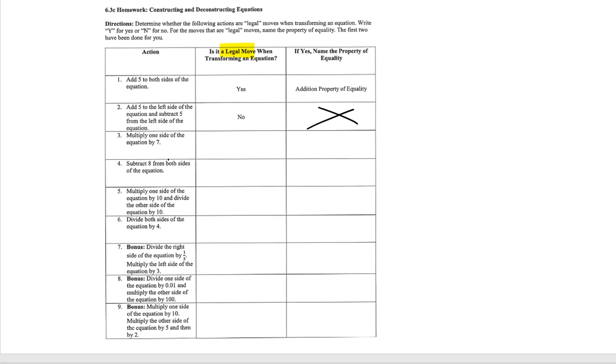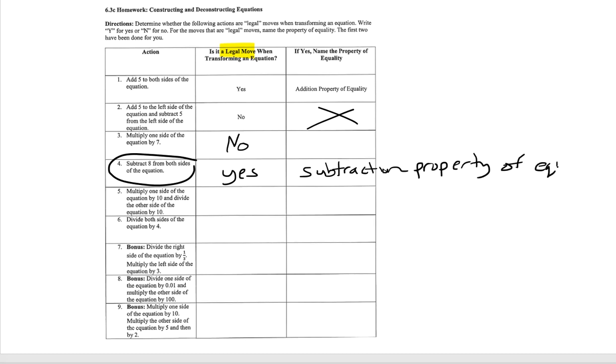Okay, number 3, multiply one side of the equation by 7. No, not a legal move. You can't just multiply one side of the equation by something. In order to be a legal move, you have to multiply both sides by that same thing. Okay, the next one, subtract 8 from both sides of the equation. And we would say yes. And that is called the subtraction property of equality. As long as you subtract the same thing from both sides of the equation, it stays equal.